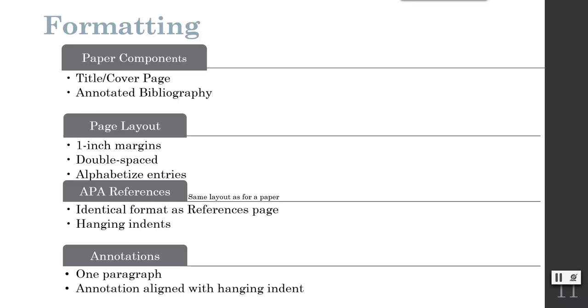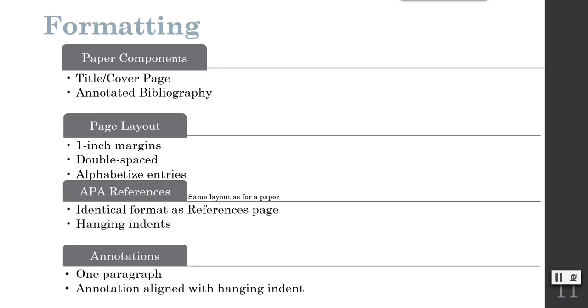The page layout, as with most papers, would be a 1-inch margin on the top, bottom, left, and right. The document will be double-spaced throughout. The entries will be alphabetized, just like you do on your references page. You take the first letter from each author's last name, and that very first letter of your citation will be alphabetized.